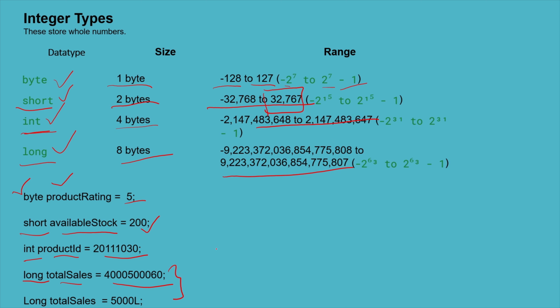So by default, when you define a long variable, long sum equals some value, in the memory by default it will allocate only 4 bytes, like that is integer size. But if you want to make sure it should allocate 8 bytes, then we'll put L. So when you put L, then only it will allocate 8 bytes.